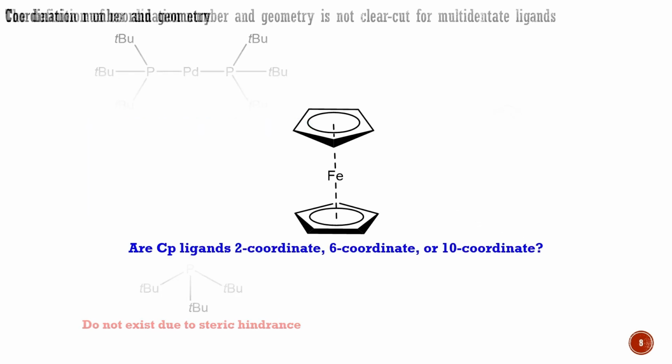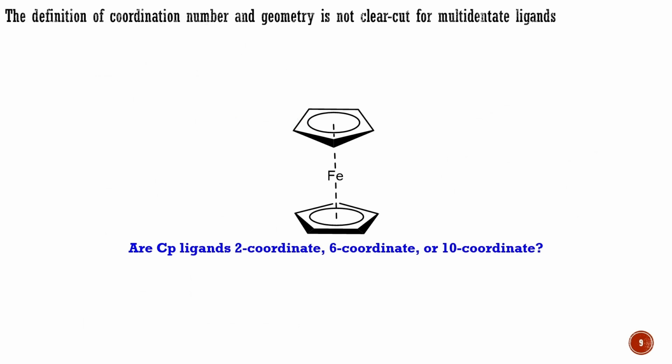It should be mentioned that the definition of coordination number and geometry is not clear-cut for multidentate organometallic ligands, as in ferrocene. Whether the molecule is 2-coordinate, 6-coordinate, or 10-coordinate is not that obvious. Indeed, there are 2 ligands, but 6 electron pairs are involved in metal-ligand bonding, and the carbon atoms are all within bonding distance of the metal.